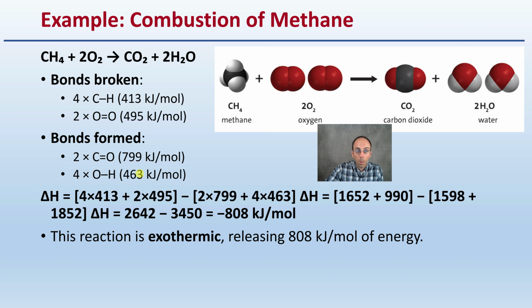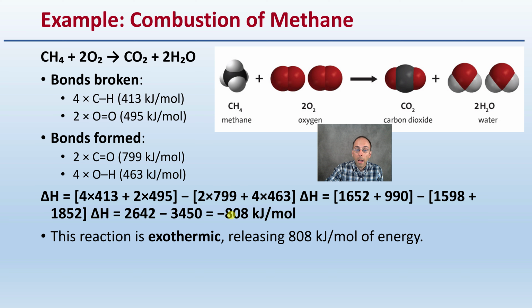So we take those numbers that we have there. If we look at the first one, 413 kilojoules per mole, we've got 4 of them. So 413 times 4. We add it to the 2 oxygen bonds here at 495. You can see that here. We subtract from it 2 times 799, because those are accounting for the bonds formed, and 4 times 463. We simplify those, and here are our numbers. We simplify those another step. We then go through the proper subtraction steps, keeping track of our signs, and we get negative 808 kilojoules per mole.